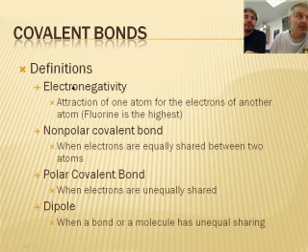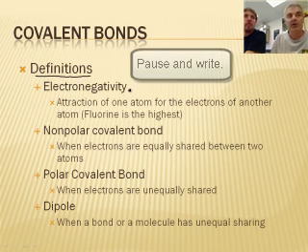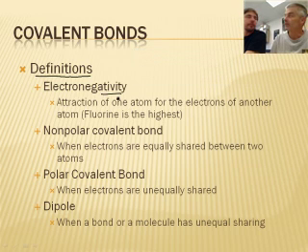Now, to understand this, we have to understand a few more definitions. Again, this is probably a pause and write down moment. Electronegativity we recall from the atomic theory unit. It's the attraction of one atom for the electrons of another. Remember, fluorine is the highest. Remember, the smaller they are, the stronger they are.